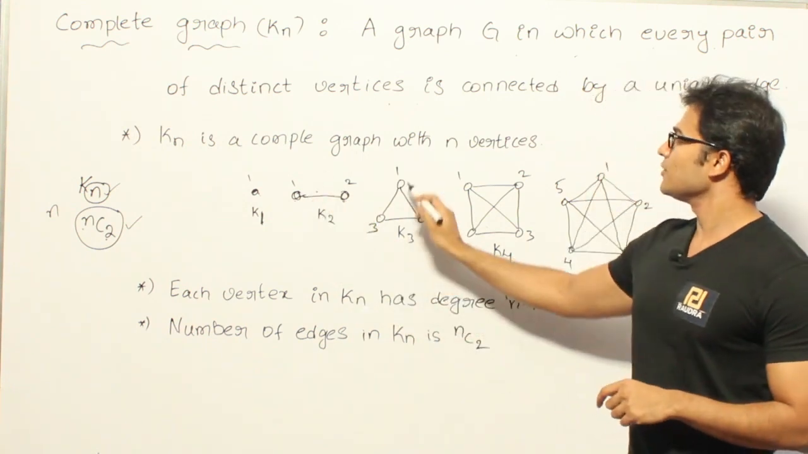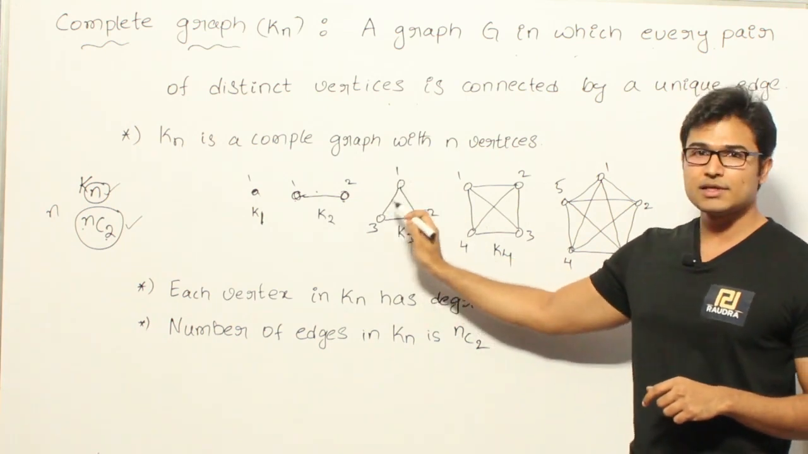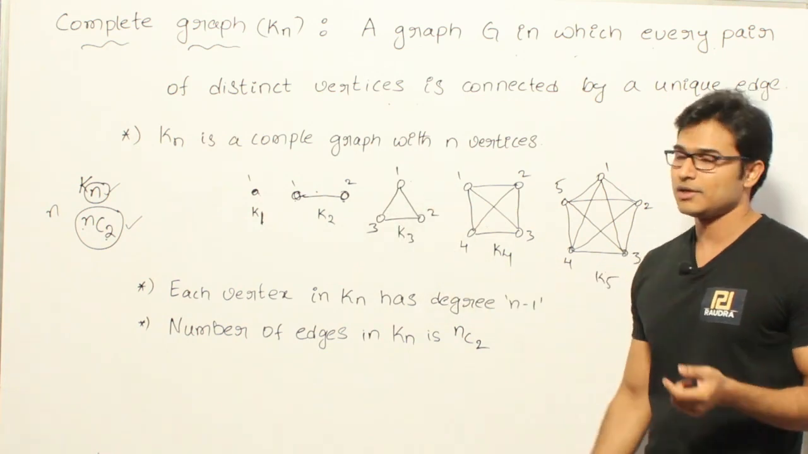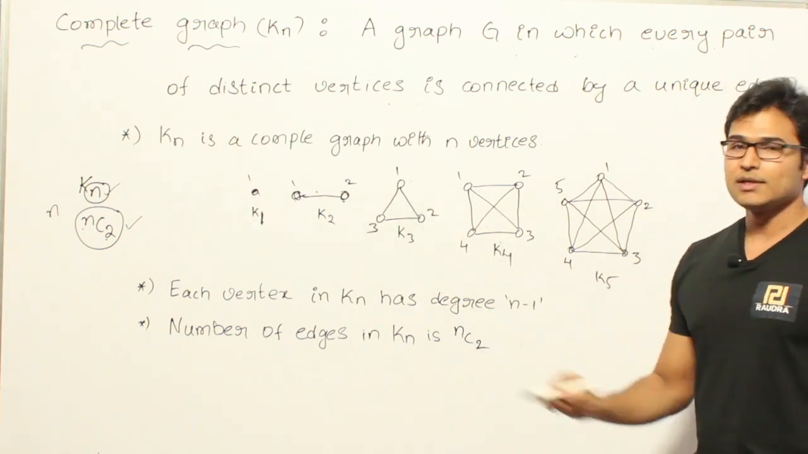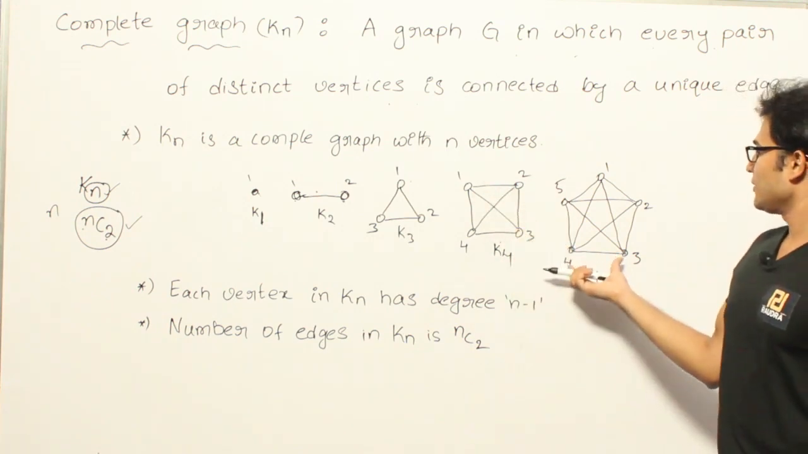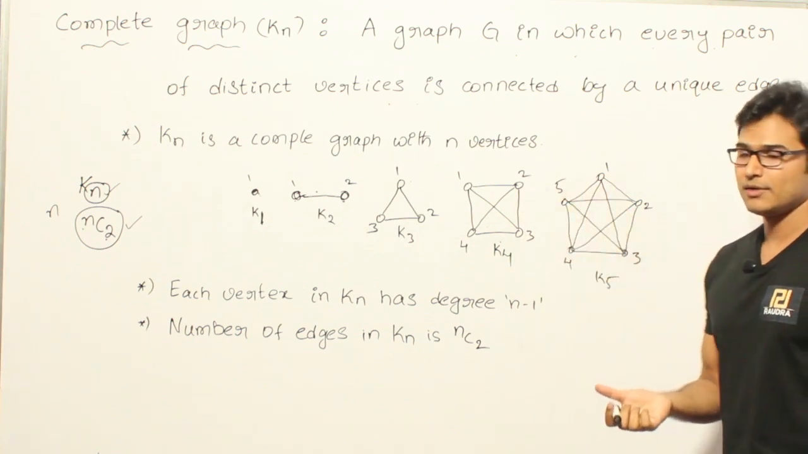Now what about K3? We have three vertices and I can put only these three edges. Since there is an edge between every two vertices, this is complete. Again the same thing with this one. Since there is an edge between every two vertices, it is complete, right? And again see this. Since there is an edge between every two vertices, it is complete.